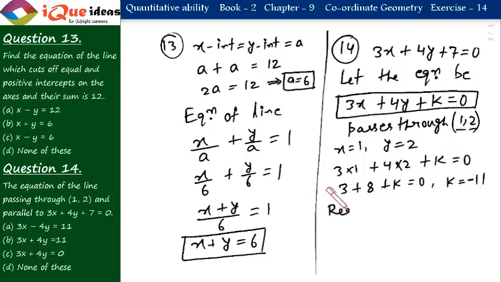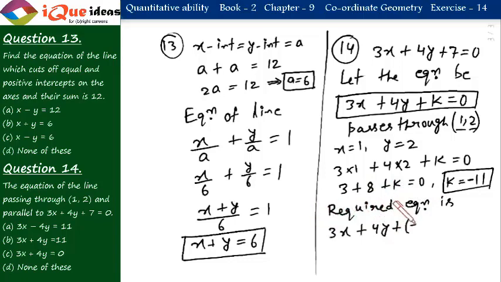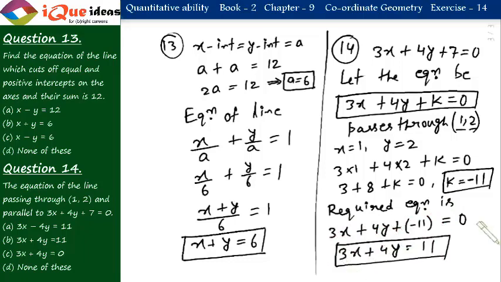So we have found the value of k. So the required equation is 3x plus 4y plus k, and in place of k it is minus 11, that is equal to 0. So you can say 3x plus 4y equal to 11 is the required equation of this line. Okay.